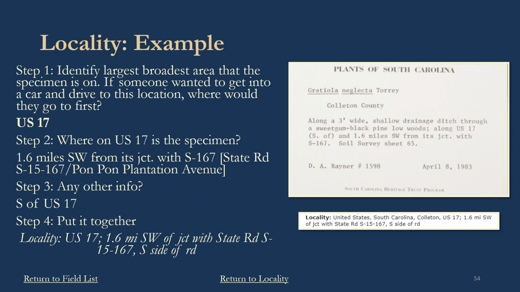Step 3. Is there any additional information? It's on the south side of US 17. And so in step 4, we finally put it all together. US 17; 1.6 miles southwest of junction with State Road S15 167, south side of road. There may be a lot more than 4 steps, depending on how complicated it is to describe the location.